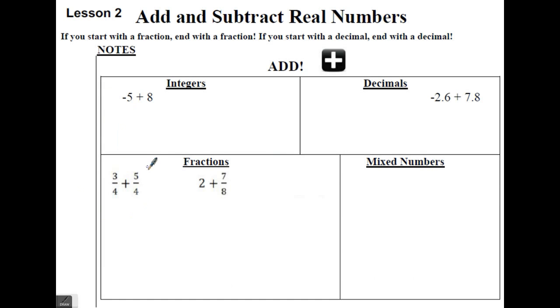I'm going to go ahead and start with lesson 2. For lesson 2, we're going to be doing add and subtract real numbers. We're going to look at integers, decimals, fractions, and mixed numbers. So let's start with the first one.